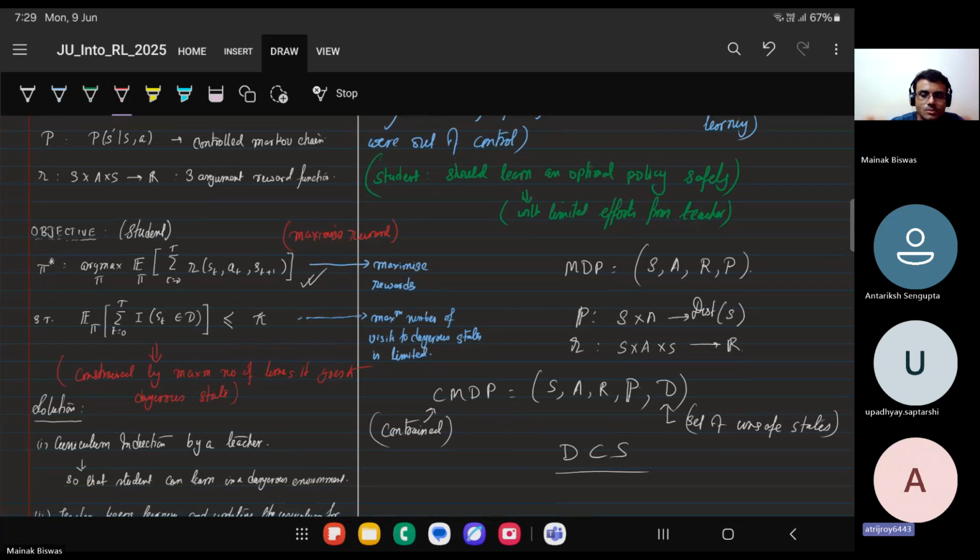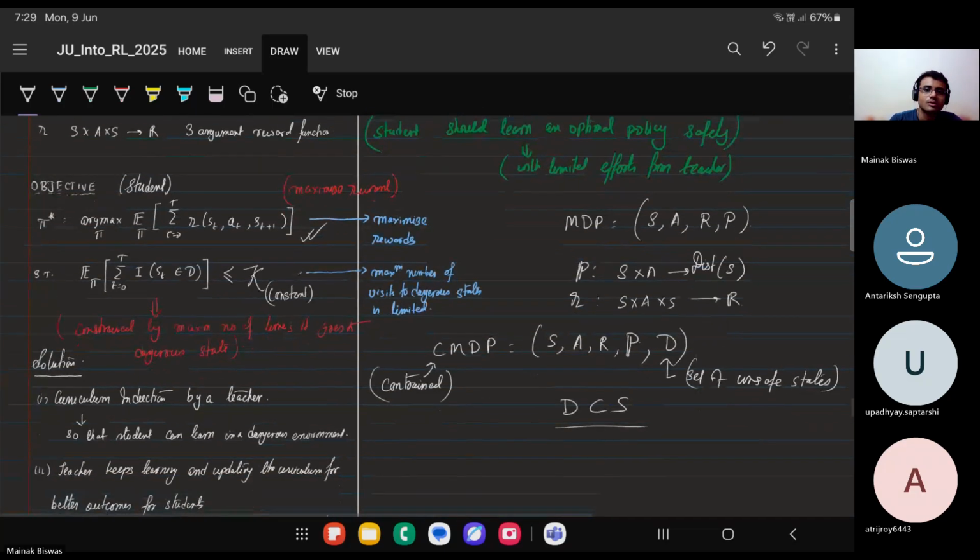The less than or equal to is some kappa, K. Some constant. This is a constant. That is, you don't want to go to a dangerous state multiple times, more than a constant number of times. Okay. Arbitrary, which could be arbitrarily small. Here. Yes.